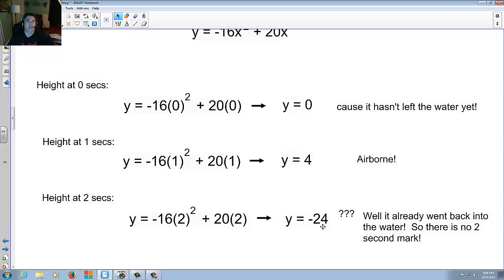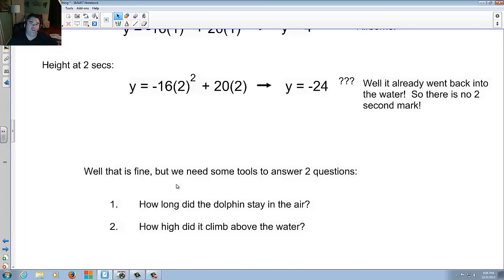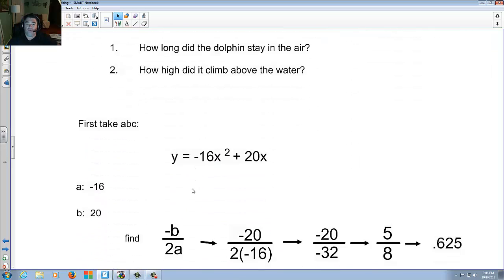Well, how can that be? How can it be at negative 24? Because when I remember when it said it was going up for 1 second, it actually wasn't going up, it was already going down. And 2 seconds would have put it below the water. So it must have already crested before 1 second, and then at 2 seconds it would have gone deeper underwater. Well, that's fine, but we need some tools to answer two questions. Number one, how long did the dolphin stay in the air, and how high did it climb above the water?